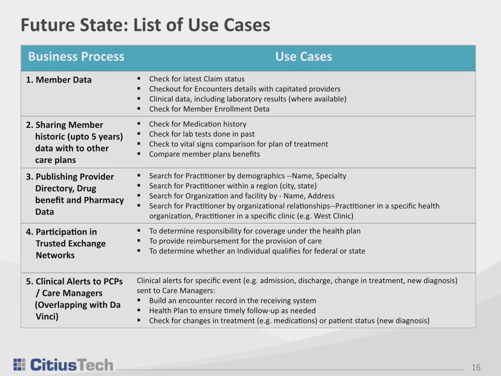In the same way, the health plans can also provide reimbursement for the provision of care while interacting between the networks. And lastly, the clinical alerts to the PCP and the care managers. This is one of the prospective use cases, that is sending clinical alerts for any specific event like admission, discharge, or any change in treatment.